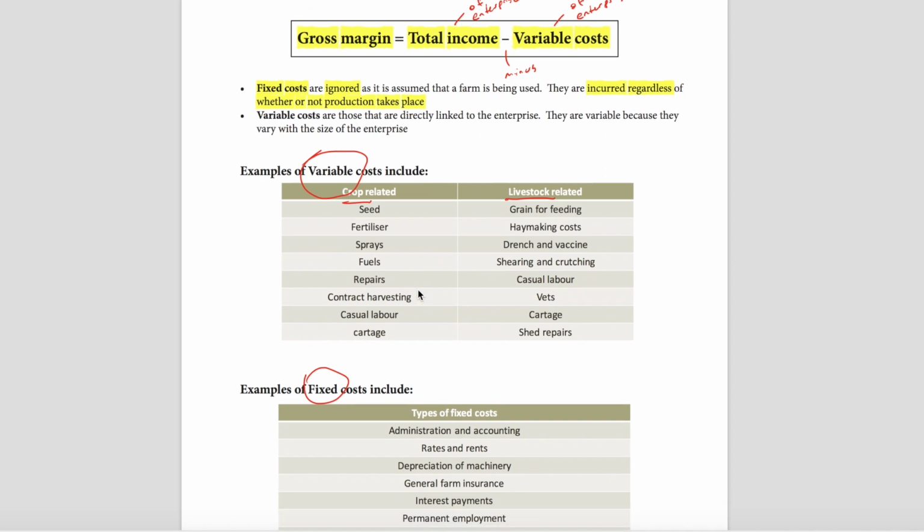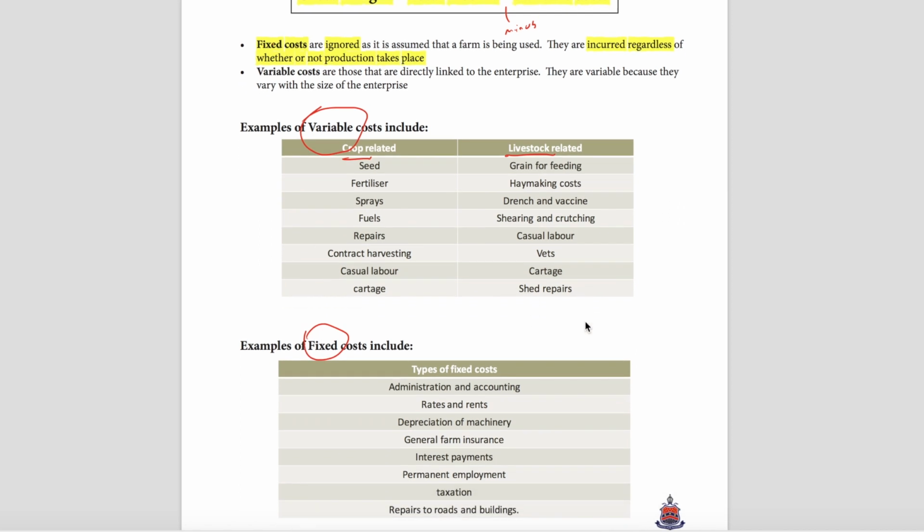So examples of variable costs for crops are seed, fertilizer, sprays, fuels, repairs, contract harvesting, casual labor, and cartage. All these things will change if you produce more or less of a thing, and so they are variable. Examples for livestock are grain for feeding, haymaking, drench and vaccine, shearing and crutching, casual labor, vets, cartage, and shed repairs. All those things will change depending on whether or not you have animals.